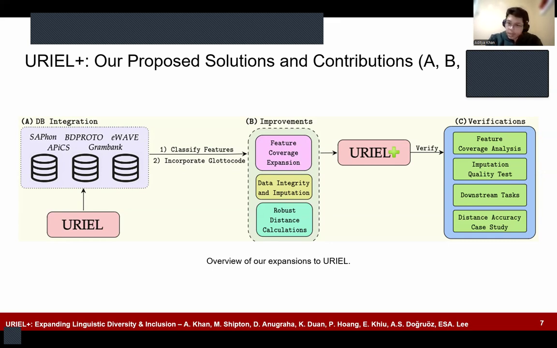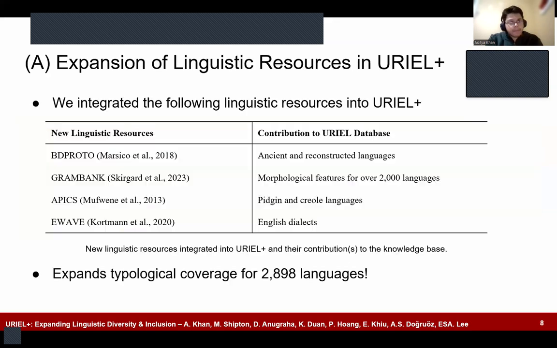Now using that, we have a number of different improvements that we discuss in Part B. For instance, we have feature coverage improvement. We also talk about the fact that we have more data, that we have an imputation module, and on those data, we can compute more robust distances. We discuss all three of those. And finally, we verified, in particular by looking at downstream tasks and how URIEL Plus performs with respect to URIEL, and we showed that there are actually benefits in terms of downstream task performance with our new data and our improvements.